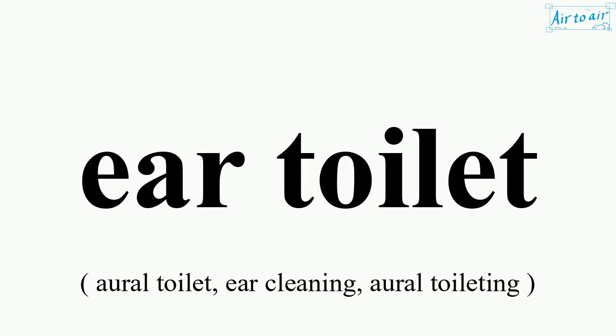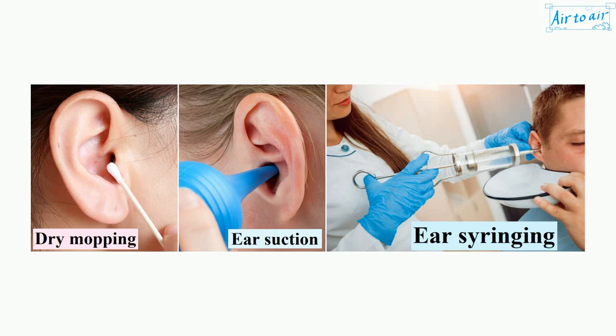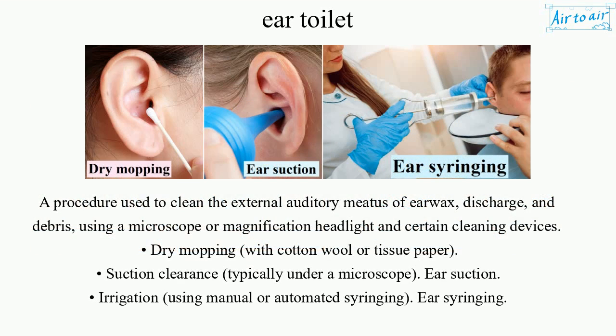Ear toilet. A procedure used to clean the external auditory meatus of earwax, discharge, and debris, using a microscope or magnification headlight and certain cleaning devices. Dry mopping, with cotton wool or tissue paper. Suction clearance, typically under a microscope. Ear suction. Irrigation, using manual or automated syringing. Ear syringing.